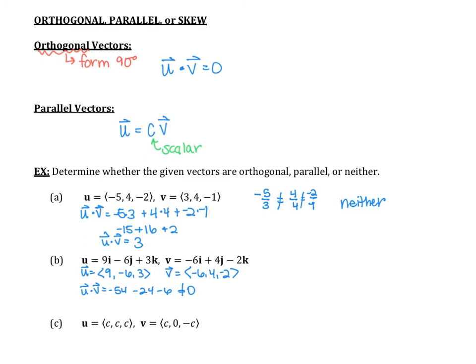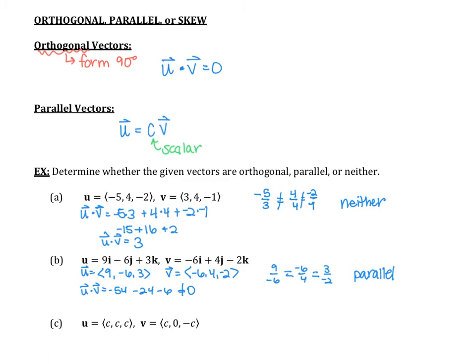So now let's look at the ratio of the vectors. If I compare 9 to negative 6, and I compare negative 6 to 4, and I compare 3 to negative 2, is there any relation between those three ratios? Well, they're equivalent. So since they're equivalent, I know that vector u is really just a scalar multiplied by v. Therefore, these two vectors are parallel.